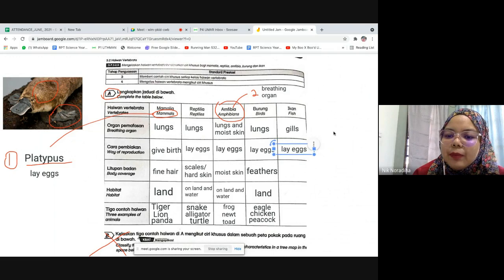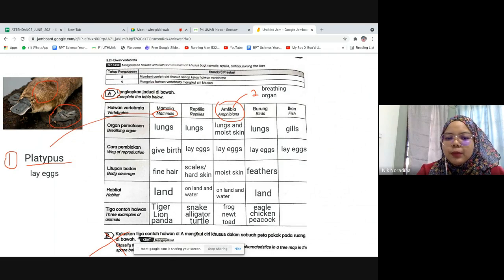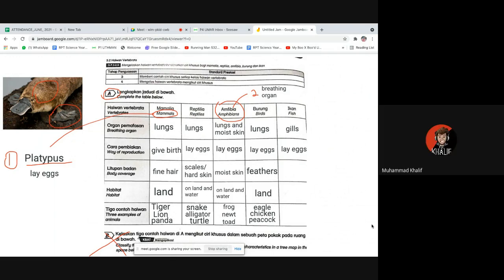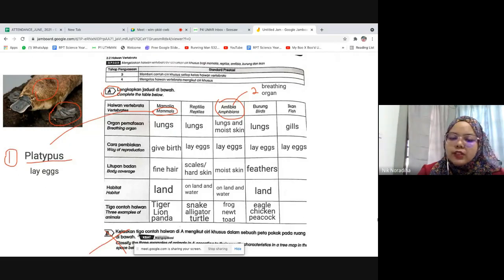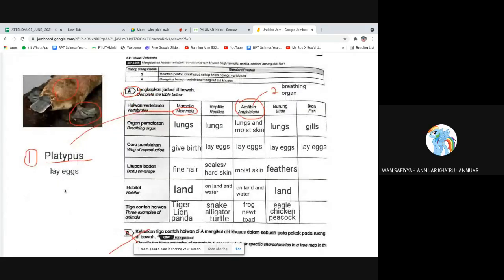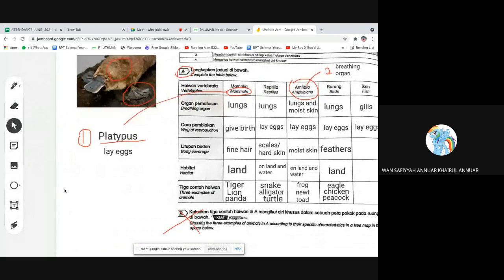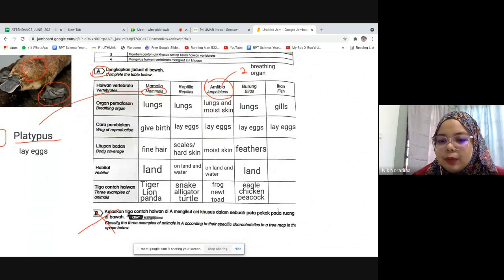Khalif, have you written this in your practical book or not? I did it on my paper. Make sure you keep your paper because in your midterm assessment, teacher will include this question, okay? So if you write on paper, make sure you keep it in a file. When you come back to school, teacher will ask again. Teacher, I don't know the three examples of animals in fish. I just write fish and I'm not sure of the other two examples. Okay, later we will write, okay?